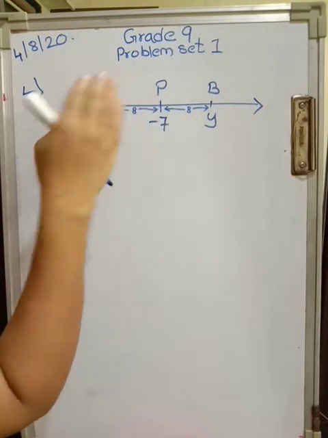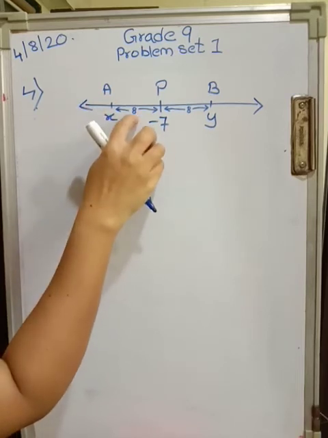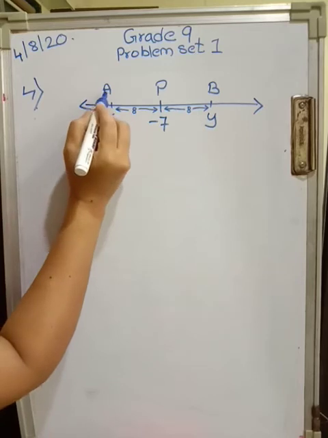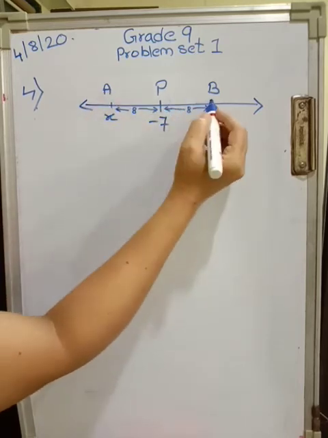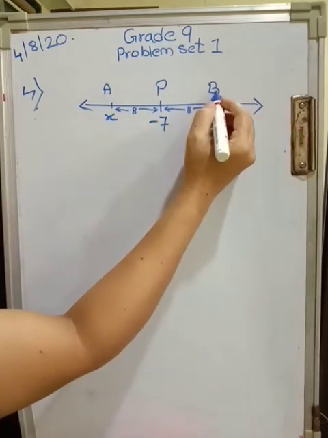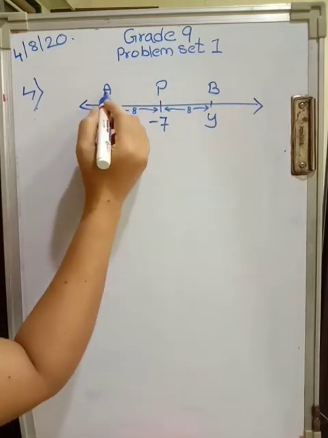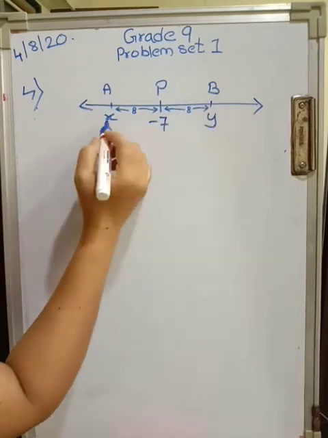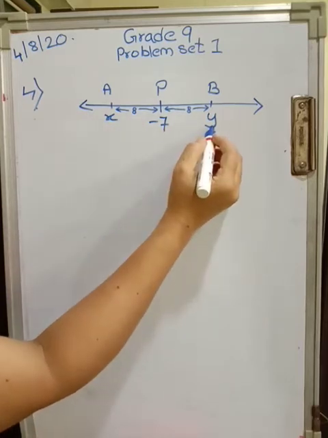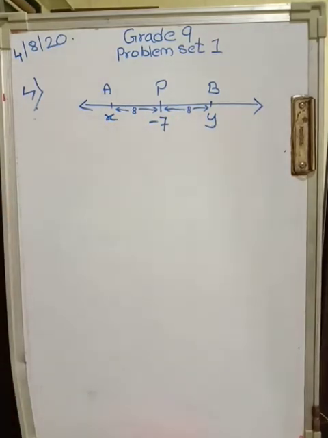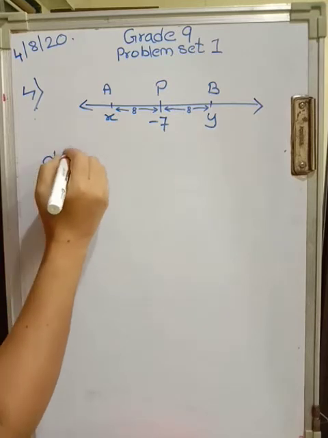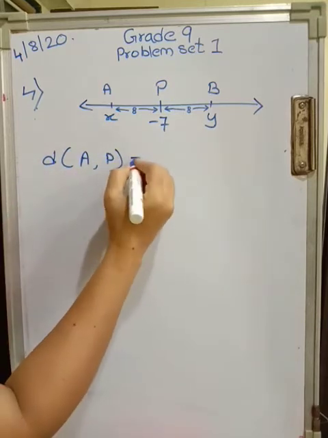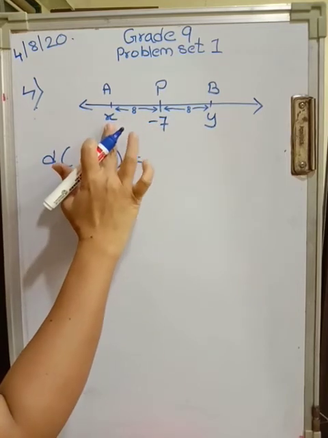But that point which is at a distance of 8 units, if it is at your left hand side, say that point is A. And if that point is at your right hand side, say that point is B. And the coordinate of A is X and coordinate of B is Y. So we are supposed to find the value of X and Y. So what is the formula we can apply? Distance, first we will find AP. Distance AP is what? Greater coordinate minus smaller coordinate.